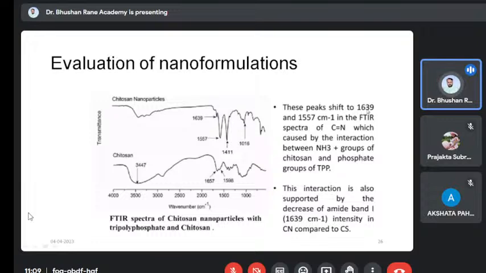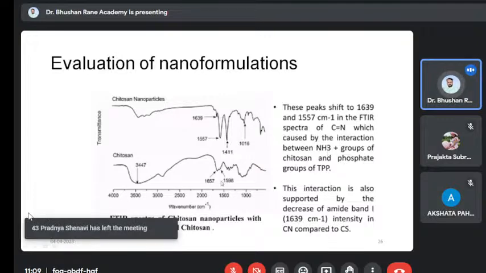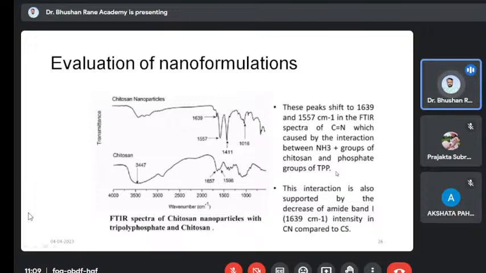shifts to 1639 and 1557 cm⁻¹ in the FTIR spectra, which is more specifically for C=N, caused by the interaction between the amino group of chitosan and the phosphate group of the tripolyphosphate molecule, which is used during formation of the chitosan nanoparticles. So that interaction can be confirmed by this shift of the spectrum from 1657 to 1639 and 1598 to 1557. It confirms there is an interaction between the amino group of chitosan and the tripolyphosphate, in which the phosphate group interacts with the amino group of the chitosan.